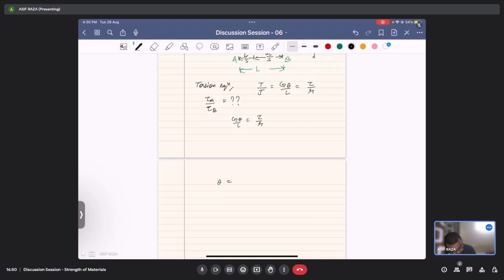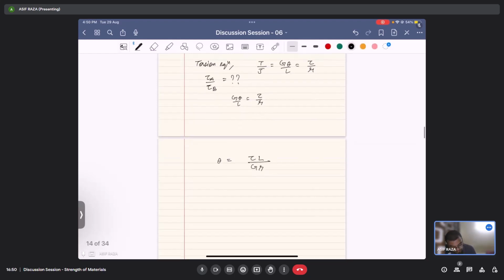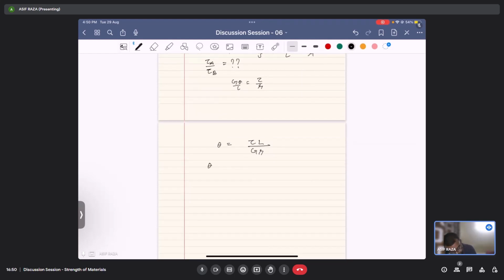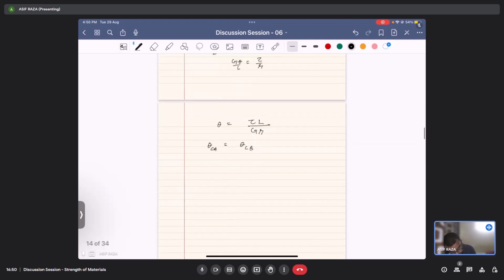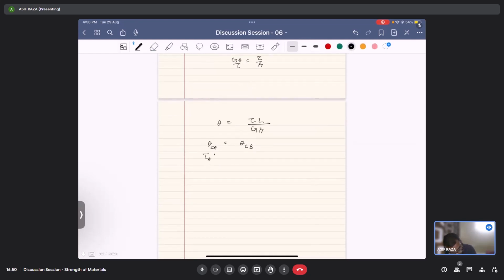Okay, let me write it properly. Theta would be equal to tau L upon G R. Now theta CA would be equal to theta CB, and that would be equal to tau A upon LCA and G upon R, and tau B LCB equal to G upon R.